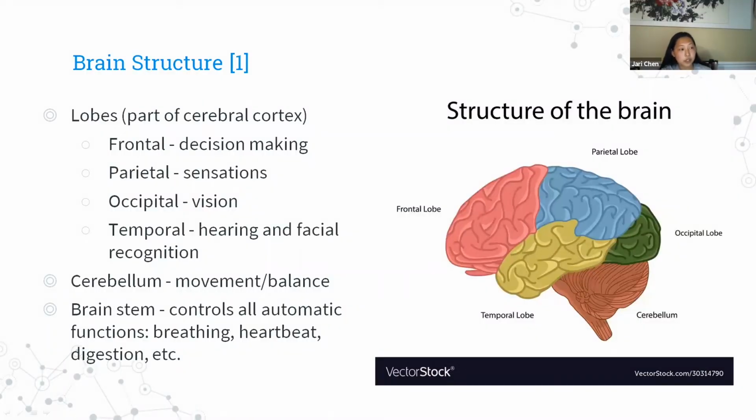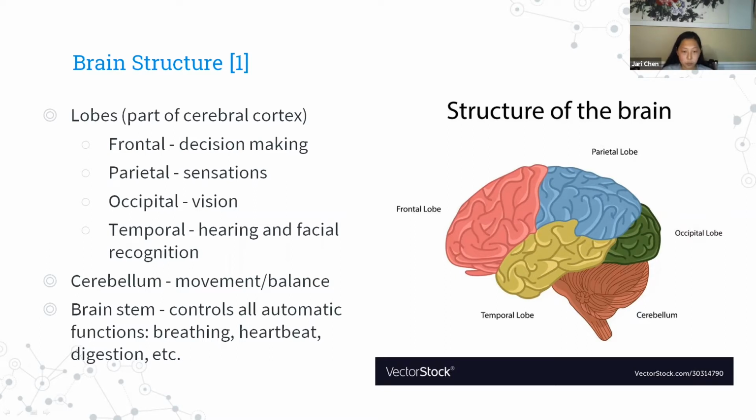So moving on to brain structure. The brain structure is usually categorized into lobes. Lobes are part of the cerebral cortex, which is just the outside portion of your brain. So there's the frontal lobe, which is important for your decision making and your personality. There's the parietal lobe, which is mostly for sensations, stuff like touch and feel. Then there's the occipital lobe, which is vision.